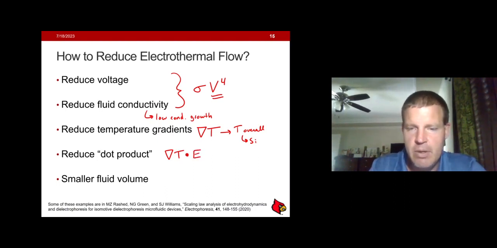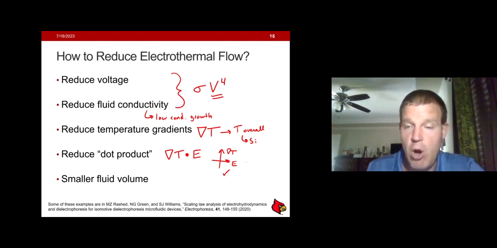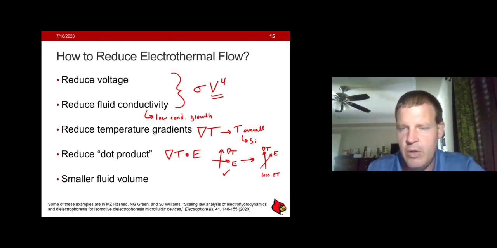But then also we have to think about the dot product itself. So if you have a system where your temperature gradient is one way and your electric field is another way, then that's going to be a very strong electrothermal system. Where instead, maybe if you can, even if you can slightly change your system, whether it be through a design or something else, if the majority of your electric field is now in a different direction, now you're going to have less electrothermal hydrodynamics than you did for the other system. Now, sometimes this is unavoidable, right?